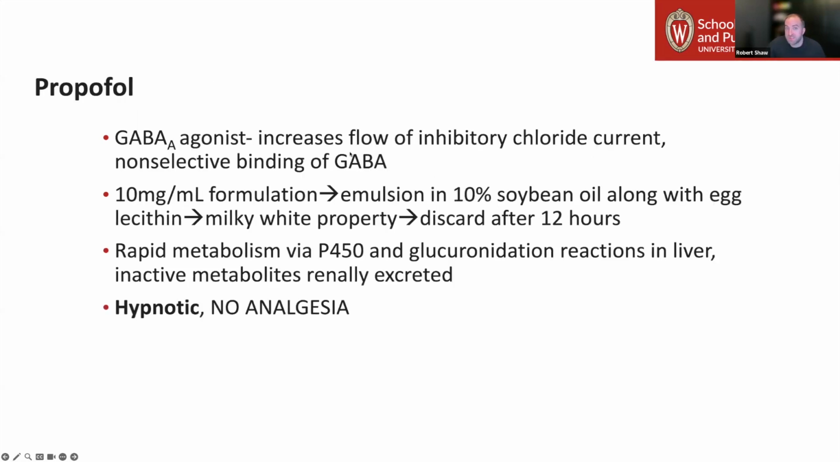Now we're just going to go into the different IV anesthetics, the most common ones. We're going to talk about propofol, etomidate, and ketamine specifically, and the different little nuances of each. And this is going to be very clinically relevant for the rotations that you're going to be doing soon. So propofol is a GABA A agonist. It increases flow of inhibitory chloride current in neurons, and it is a non-selective binder of GABA.